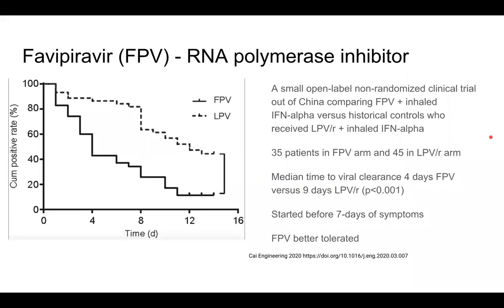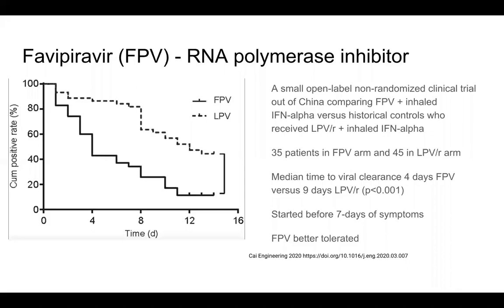So favipiravir is an RNA-dependent RNA polymerase inhibitor. There was a small open label non-randomized control trial that was published last week out of China. Patients received either favipiravir plus inhaled interferon, and they were compared to historical controls who had received lopinavir, ritonavir, and inhaled interferon. There were 35 patients in the treatment arm compared to 45 historical controls.